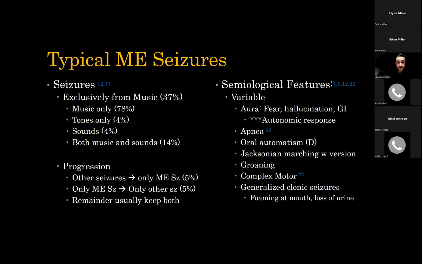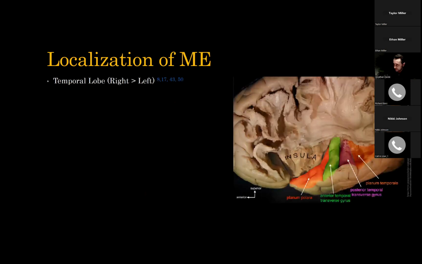As far as the semiological features or what happens to patients when they have seizures, pretty much anything that can be a seizure that we see as a semiological feature can be described. So fear, auras, hallucinations, the rising sensation in the abdomen, apnea, oral manual automatisms, Jacksonian marches have been described, and of course, generalized tonic-clonic seizures and a variety of other things. So it's not that musicogenic epilepsy causes a certain type of seizure to happen, like a petit mal seizure or a grand mal seizure. Really, any type of seizure can happen. It's just different patient to patient.